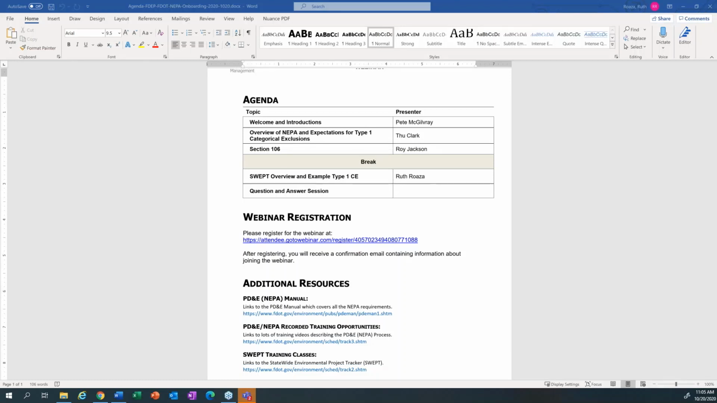It looks like there's a question from Barbara. Can you restate the requirements for contamination documentation? Who does that need to come from? Do you want to address that?